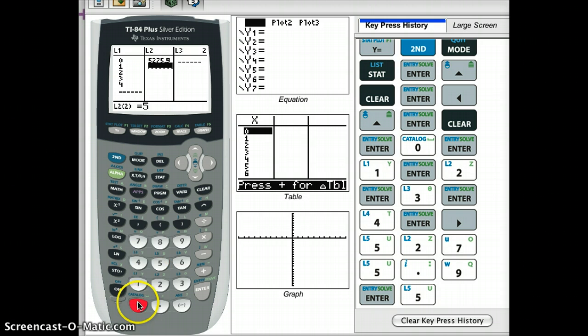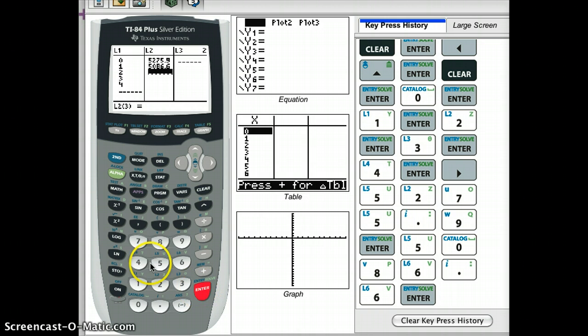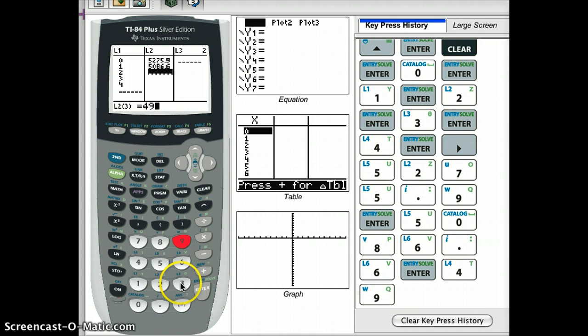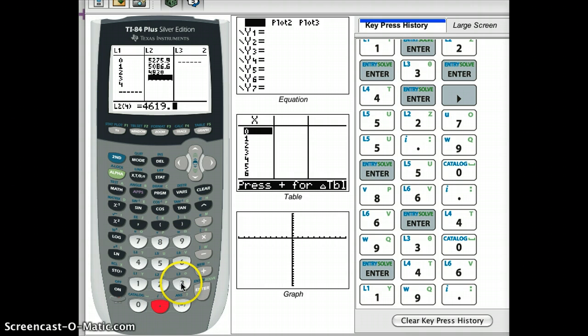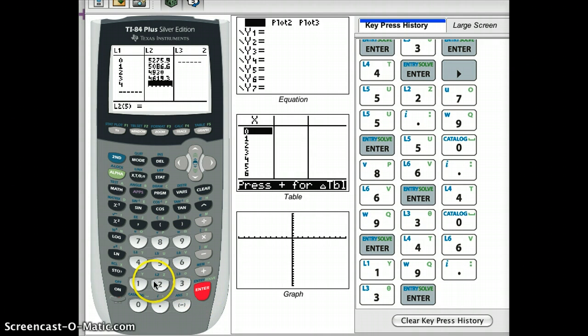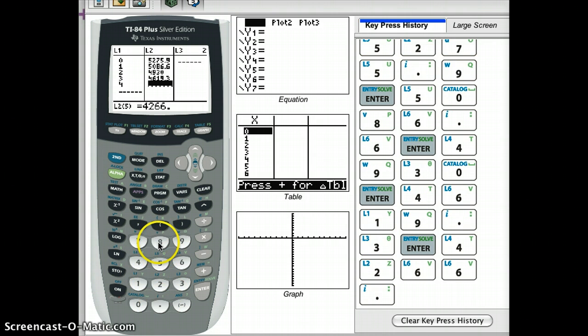And then 5,086.6, and then 4,930, and then 4,619.3, and then finally 4,266.8. Okay, so I have entered all the things into my calculator. I have all the data for the years, which I'm calling 0, 1, 2, 3, and 4, and then my crimes per 100,000 people.